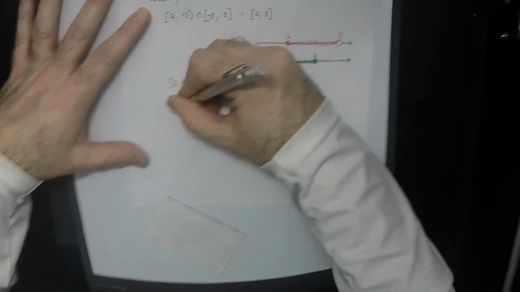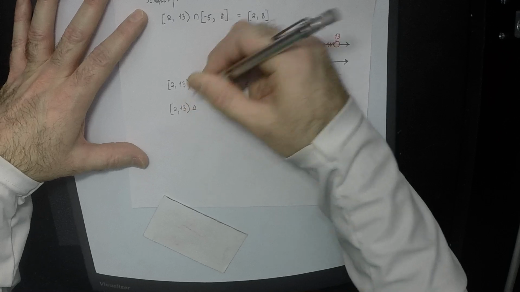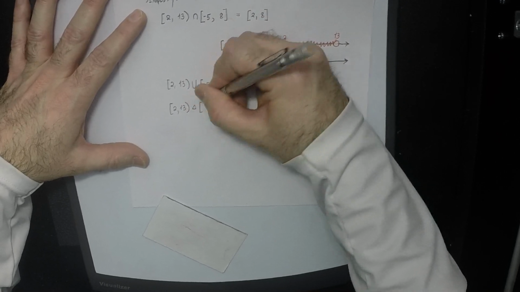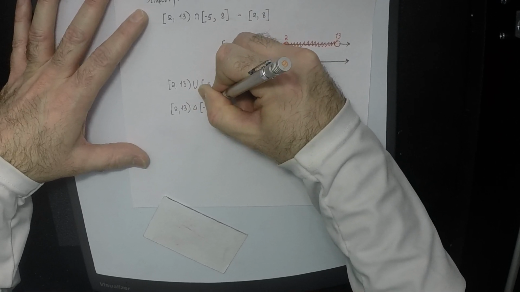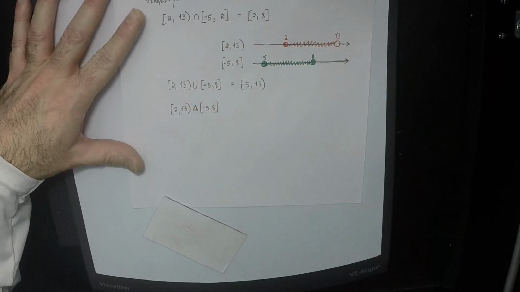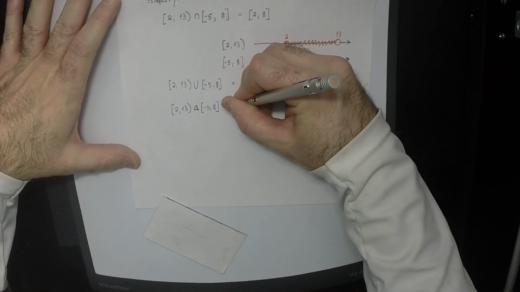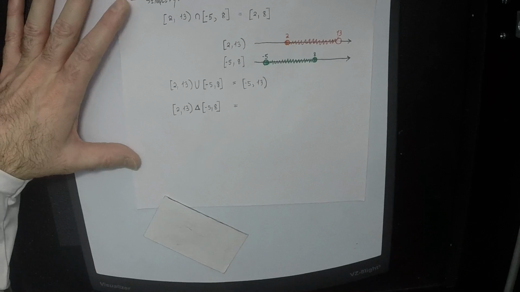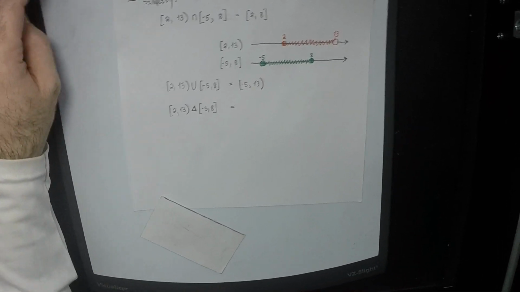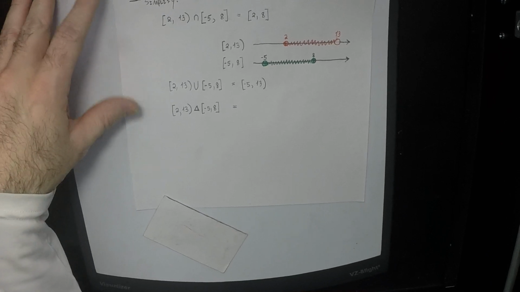2 to 13. Symmetric difference. Negative 5 to 8. Okay, and I want your answer by simplifying a symmetric difference. I want the answer to end up being a union. Okay, so then now, what is the keyword for symmetric difference? Exclusive or, XOR if you like.